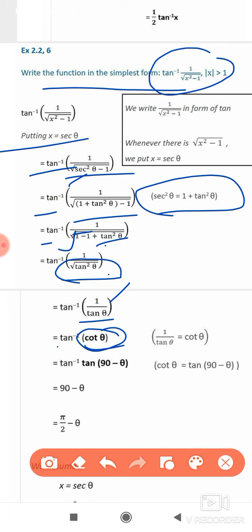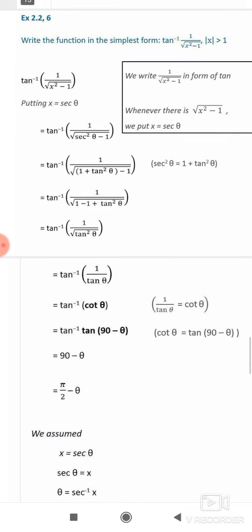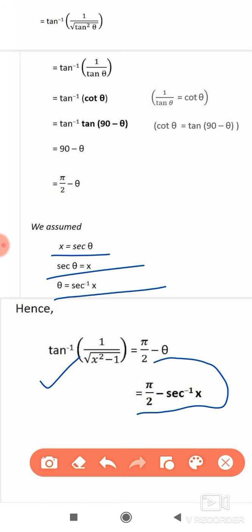But we want to cancel out and we want the formula in the simplest manner. Then we know that cot theta is equal to tan of 90 minus theta, so tan inverse will be cancelled out with tan, and we are left with 90 minus theta. You can write this 90 as pi by 2. We let x is equal to secant theta, so theta is equal to secant inverse x. Hence tan inverse of 1 over under root x square minus 1 is equal to pi by 2 minus theta, which is pi by 2 minus secant inverse x. Hope this question is clear to you all.